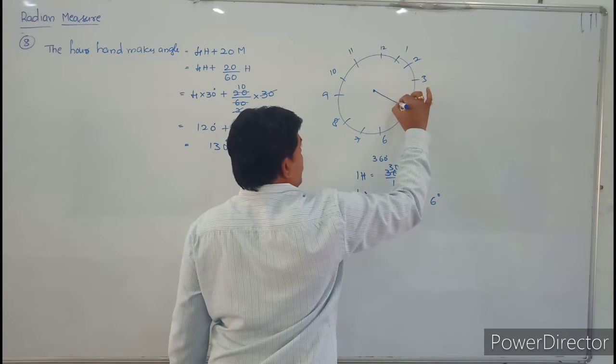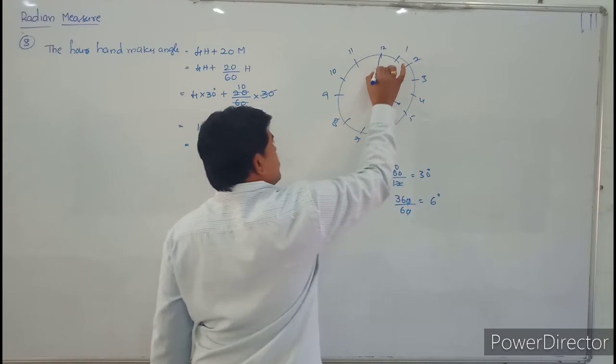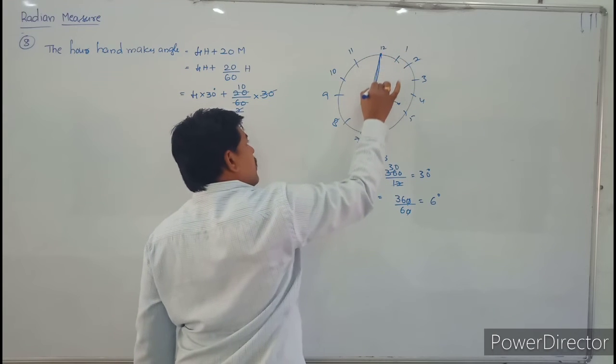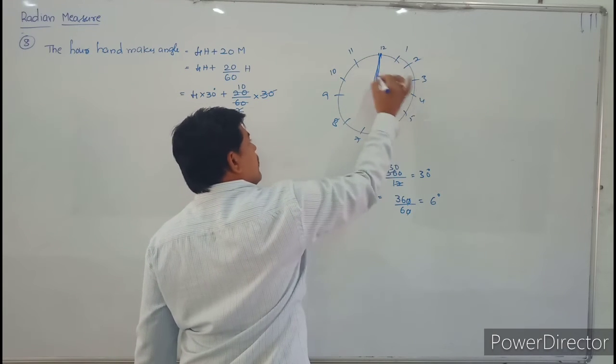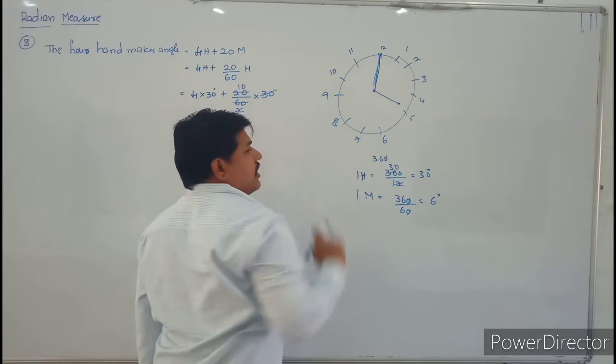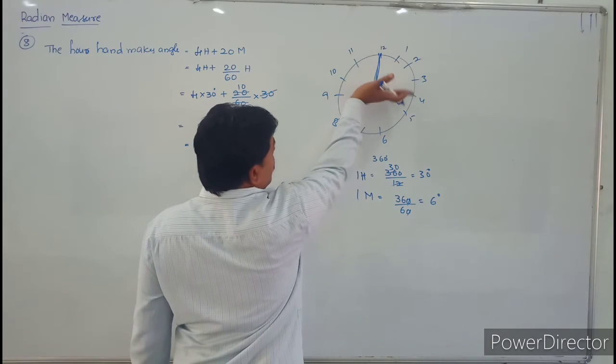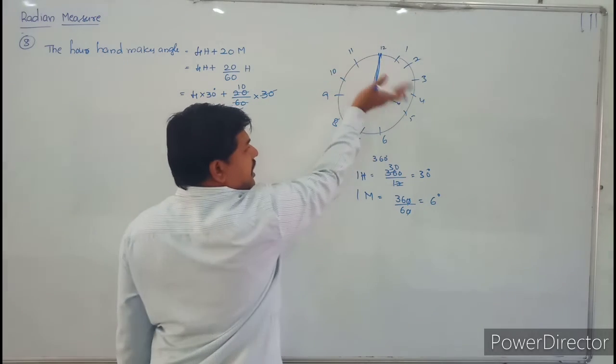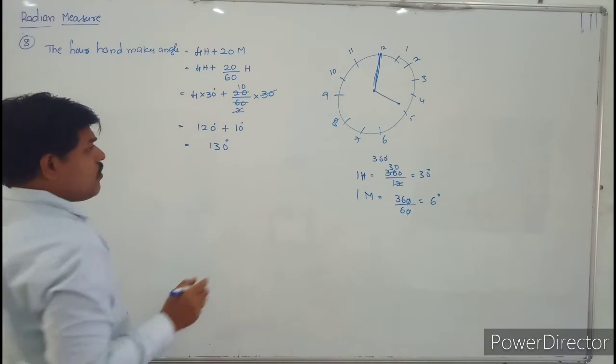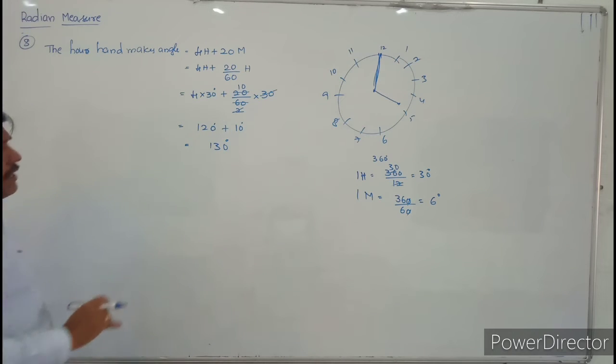See here students, this is the hour hand, so the hour hand will be here, and this is the angle. This angle is 130 degrees. From the 12 it has moved 130 degrees. Next one is the minute hand. What is that? Minute hand.